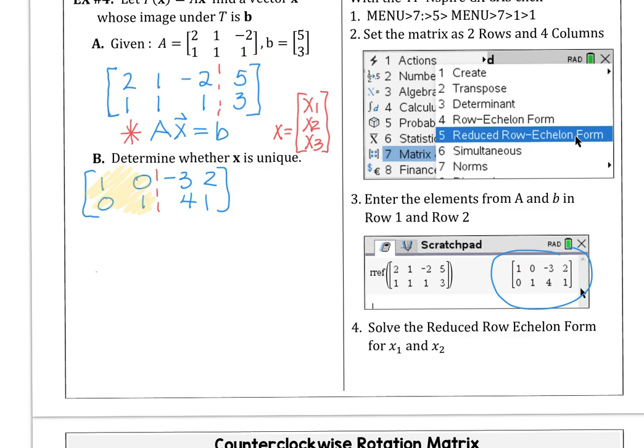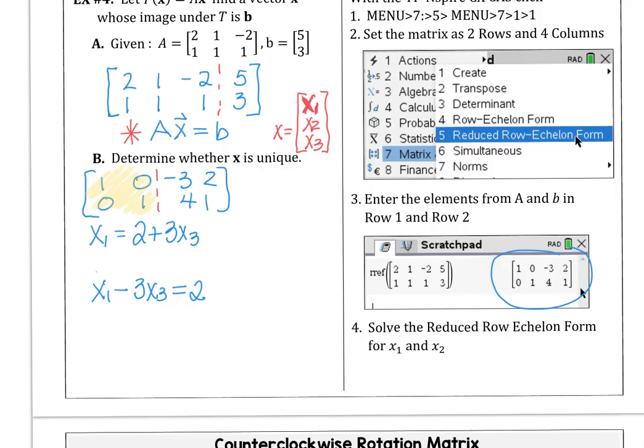So what I'm going to think about is x1 minus 3x3 has to equal 2. So our x1 term in our matrix would be 2 plus 3x sub 3.